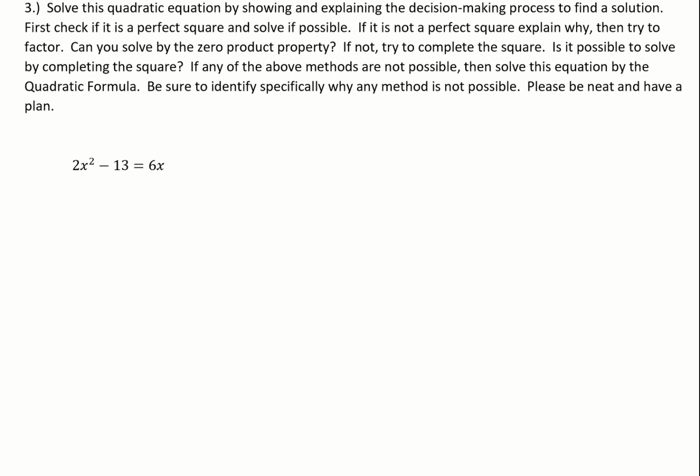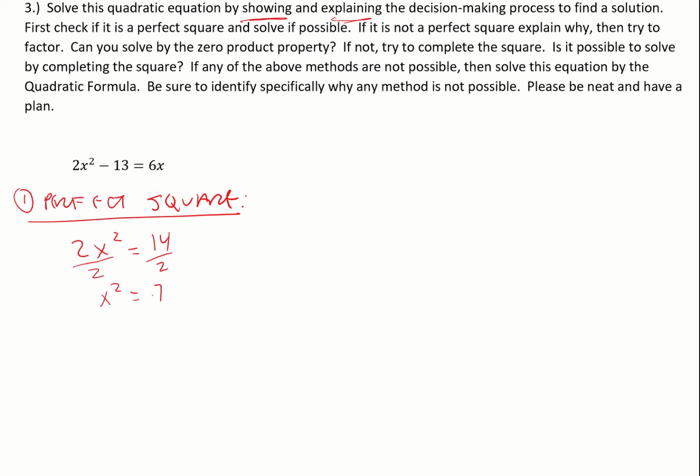Alright, so it says solve this quadratic equation by showing and explaining the decision-making process to find a solution. First, check to see if it's a perfect square. If it's a perfect square, you're going to have like 2x squared equals 14, right? And so you would divide by 2, and x squared equals 7, and then you would take the square root. But we can't do this because of the 6x term. So this is not a perfect square.